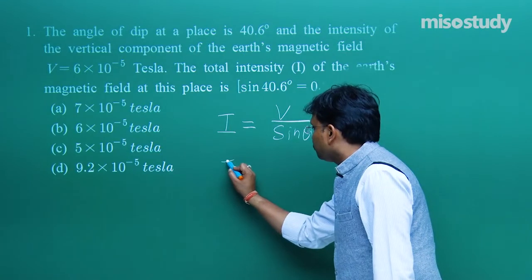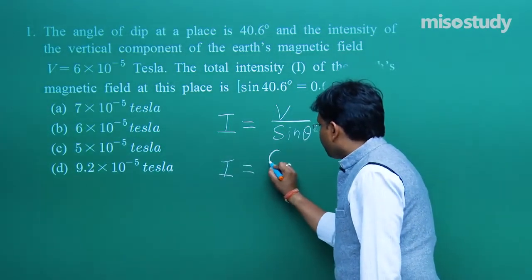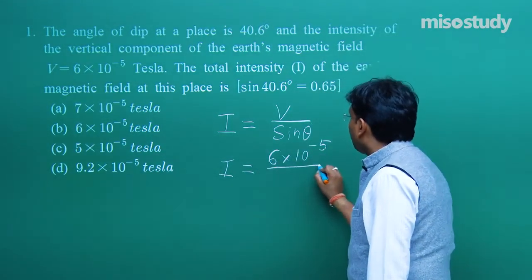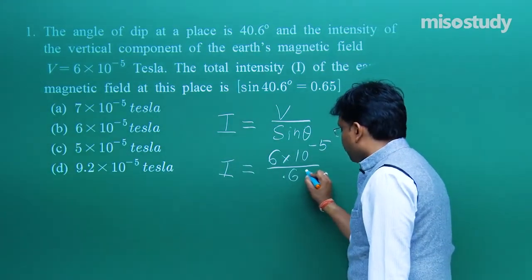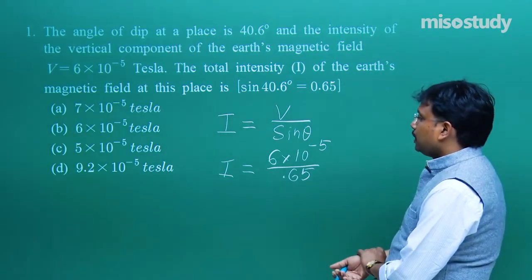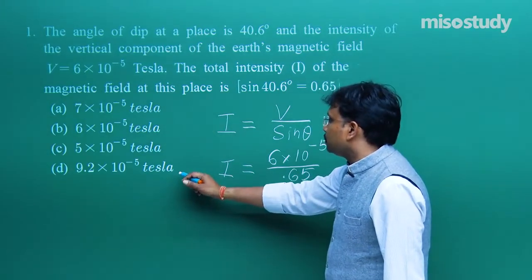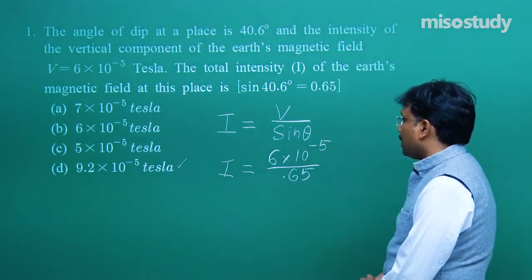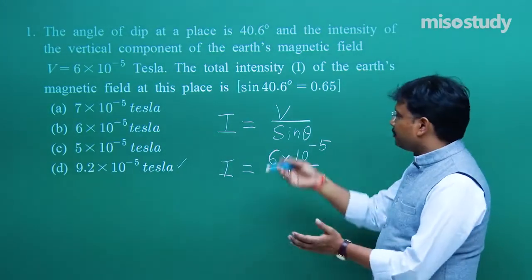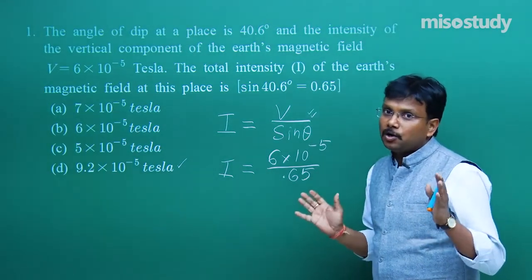So I suggest you put the values, that is 6 into 10 to the power minus 5 upon 0.65. Fine. Now once you solve it, you will get the correct answer as 9.2 into 10 to the power minus 5 Tesla. Fine. Calculation is simple. I explained to you the concept and the formula. It is the important aspect of this particular question.